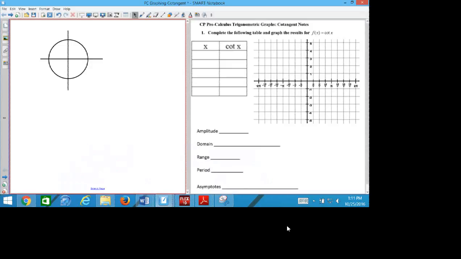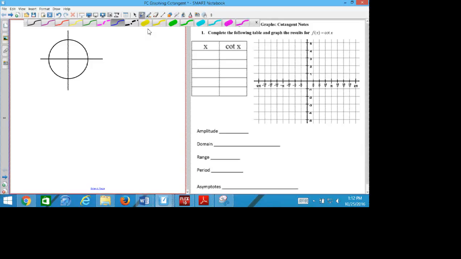Okay, so cotangent. What do we do to tangent to get cotangent? Cotangent is the reciprocal of tangent. So we're going to look at our unit circle, and when we were doing tangent, we were using the first value and the last value of the places that were undefined.